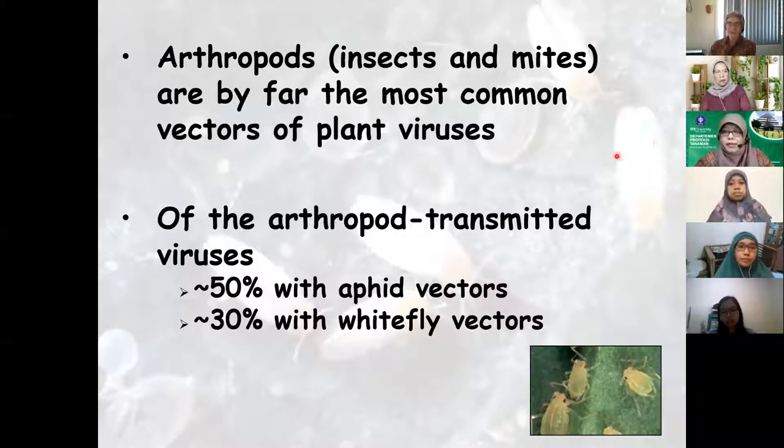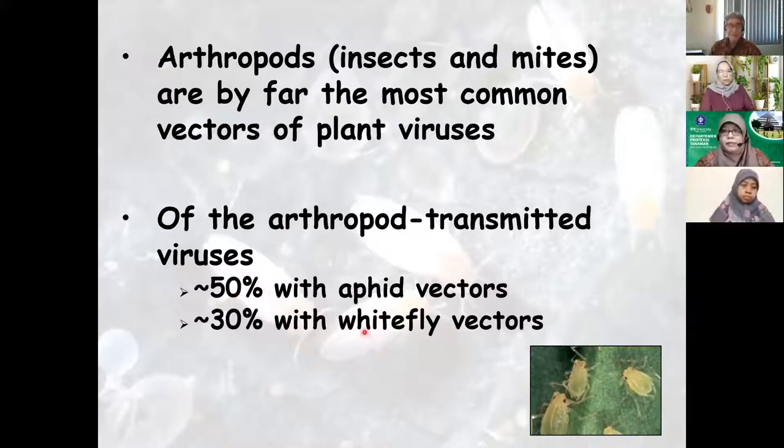And of these vectors, arthropods, which are insects and mites, are by far the most common sort of vector. And of these insects and mites, the vast majority are transmitted by aphids and by whiteflies. So most of this lecture will be about these aphid and whitefly vectors of plant viruses.